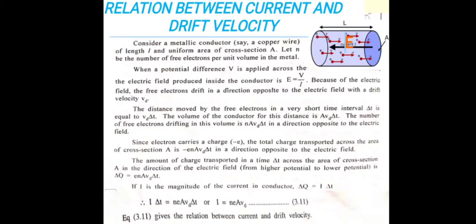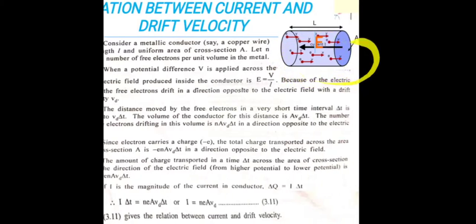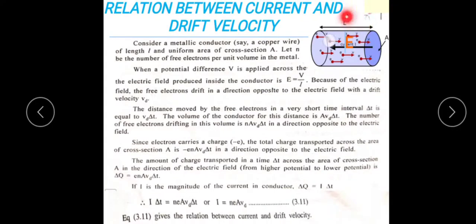So in the given diagram, this is the conductor of length L and area of cross section A. There are n number of free electrons available. After the application of the potential difference, these electrons drift towards the positive terminal with velocity Vd. That Vd we already learned, that is the drift velocity.